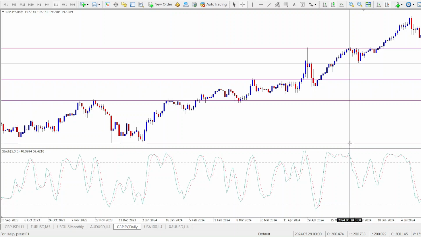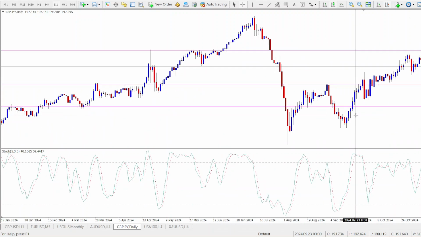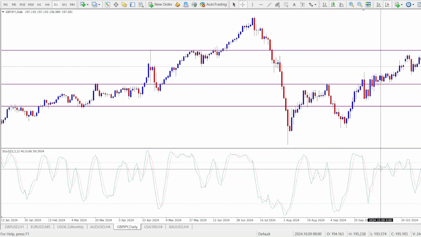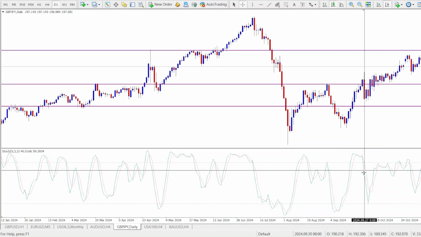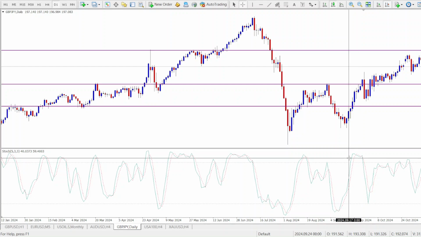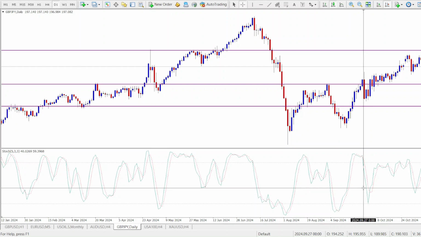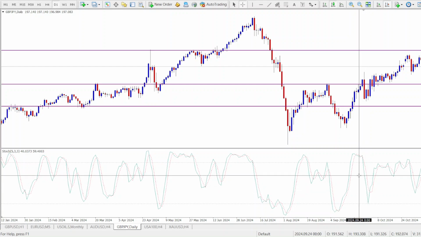Now, to recap, the stochastic crossover strategy is a fantastic strategy for spotting potential turning points in the market. By focusing on crossovers in the overbought and oversold zones and aligning them with the current market trend, you can get solid signals to improve your trading accuracy. As always, remember that no single strategy is foolproof. Make sure you practice on a demo account if you're new to this technique and see how it fits your trading style. And don't forget to incorporate other indicators for confirmation.